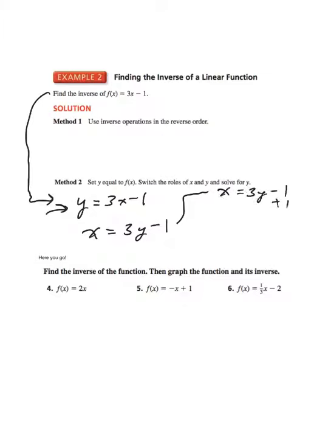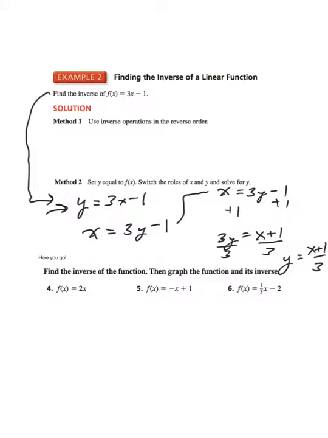I'm going to add 1 to both sides. And now I get 3y equals x plus 1. And then I divide both sides by 3. So y, in this case, is going to be (x plus 1) over 3. Now, it's not easy in this form to recognize that this is the inverse function.